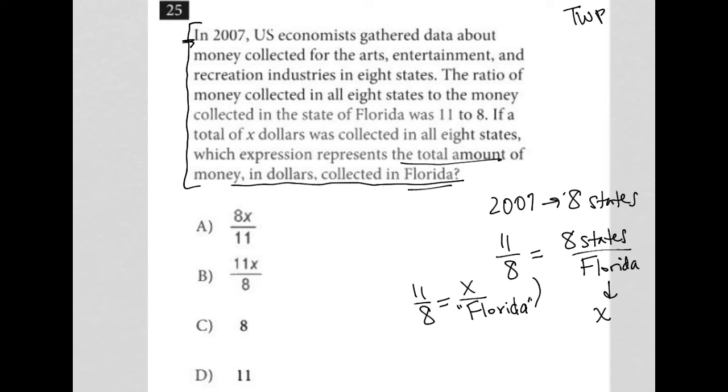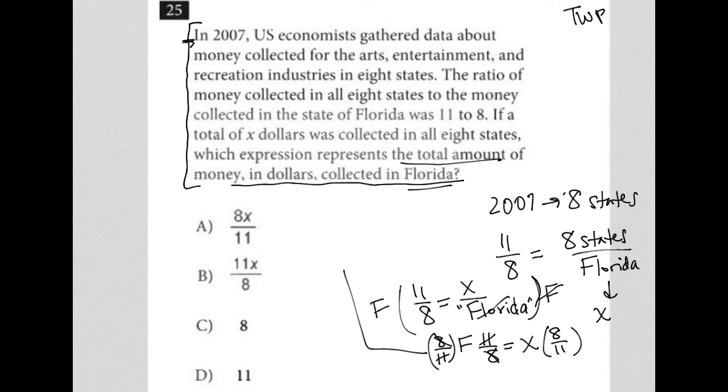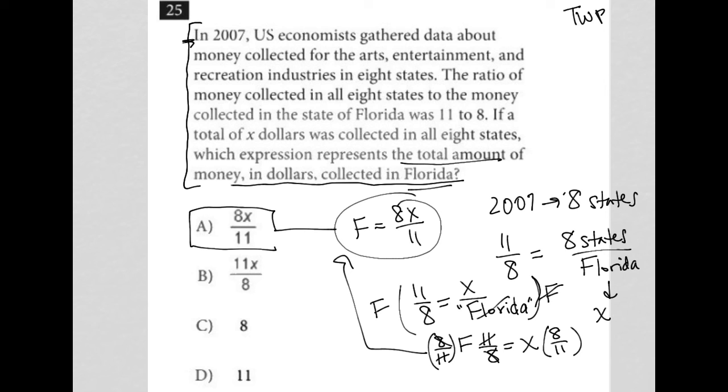So if I were to multiply both sides of this by F, let's just call F Florida, then here it will cancel out. I have F 11/8 equals X. And then I'd multiply both sides by the reciprocal of 11/8 so that that can cross out on the left-hand side, and therefore I'd isolate my F alone on the left-hand side. So F for Florida would equal 8X over 11. Therefore, the correct answer here is choice A.